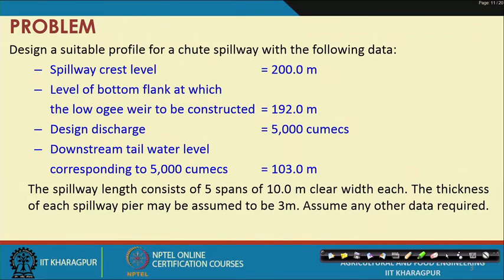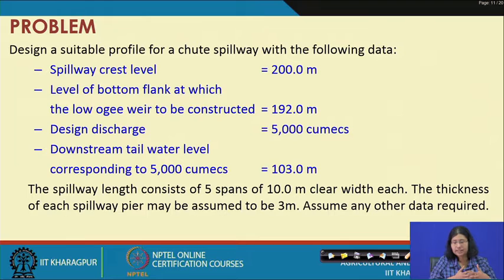Now, coming to the problem, first, what are the dimensions given? The spillway crest level is 200 meter, and the level of bottom flank at which the low ogee weir is to be constructed is 192 meter. Design discharge is 5000 cumecs. Downstream tailwater corresponding to this discharge is 103 meter. The spillway length consists of 5 spans of 10 meter clear width, and the thickness of each pier is to be assumed 3 meter, and assume any data if needed.